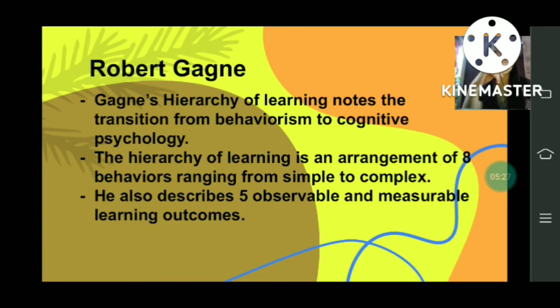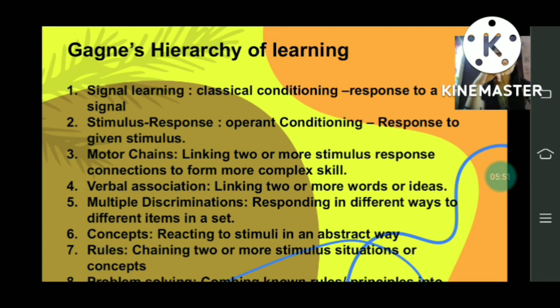And Robert Gagne. Gagne's hierarchy of learning notes the transition from behaviorism to cognitive psychology. The hierarchy of learning is an arrangement of eight behaviors, ranging from simple to complex. He also describes five observable and measurable learning outcomes, and here is the eight-level hierarchy of learning by Gagne.